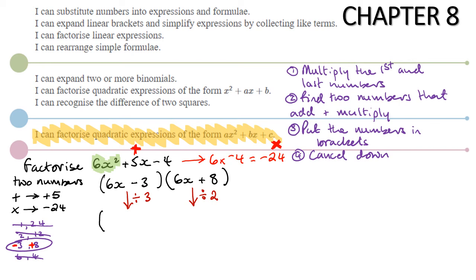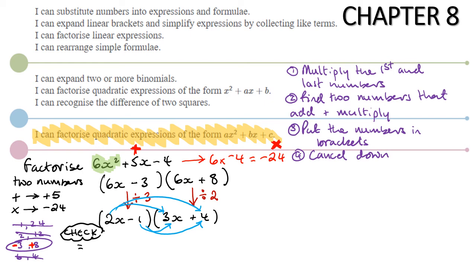So if I divide both by 3 here, I get 2x minus 1 in the first bracket. And in the second bracket, dividing both by 2, I get 3x plus 4. This is now finished. Now I'm just going to check my answer by multiplying out and see if I get back to the question again. So this bit I'm doing here is a check. Is that actually correct? Let's multiply out the bracket.